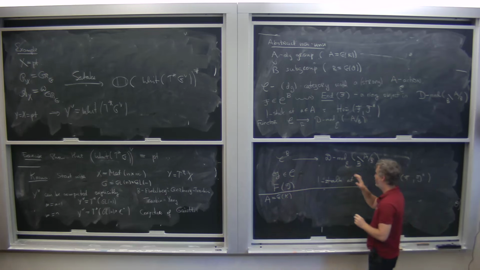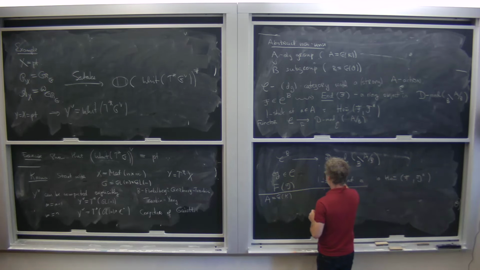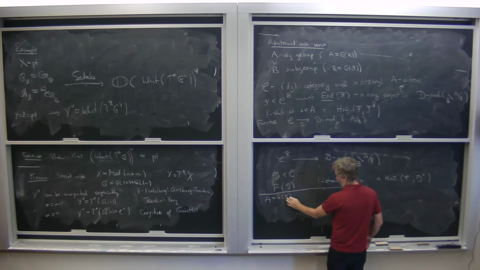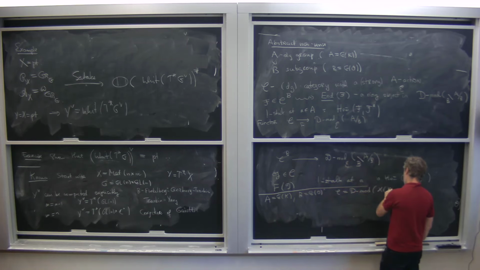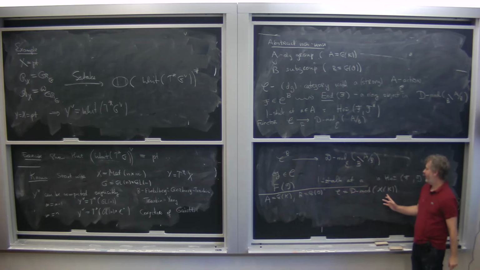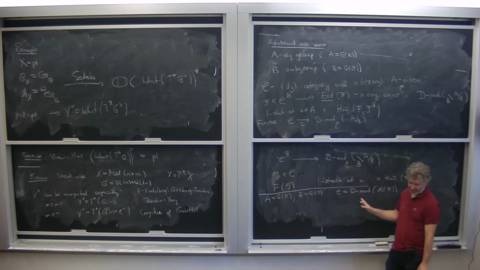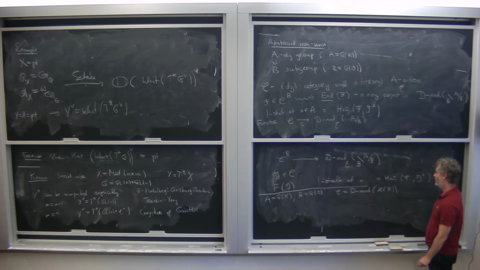well, okay, so let me, I wanted to say something, but I'll say it in this example. So I take A equal to G of K, B equal to G of O, and C, I want to take the category of D modules on X of K. Well, again, X of K is a slightly infinite dimensional object, so I have to be careful what you mean by this. But when X is smooth and affine, this is okay. You can define this category without much trouble.